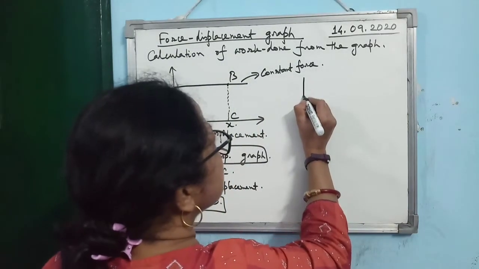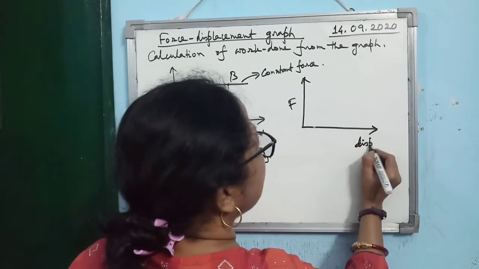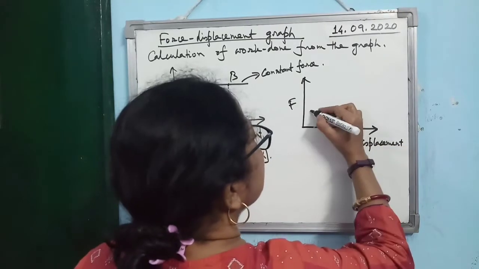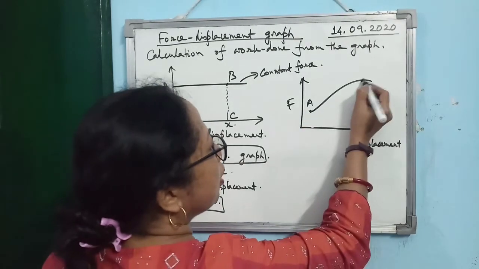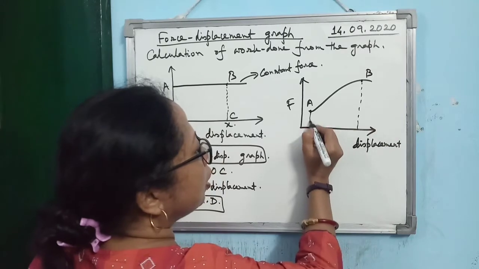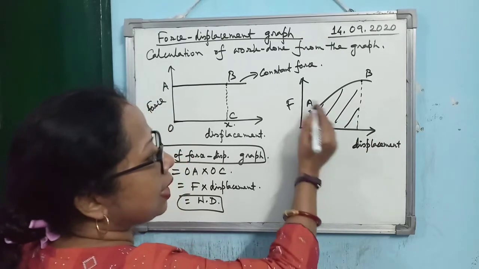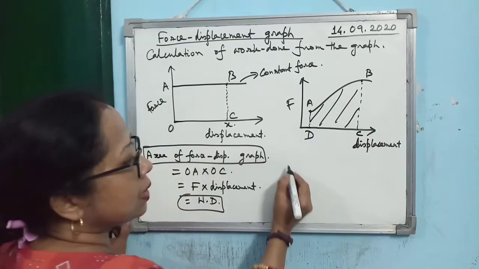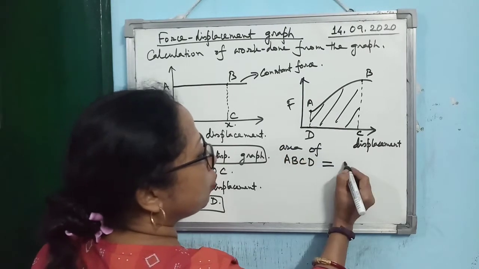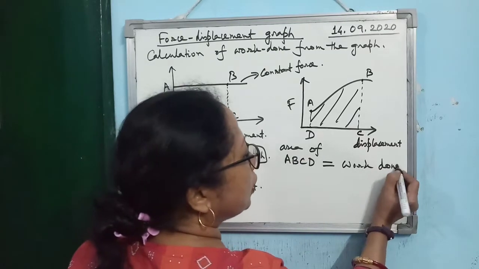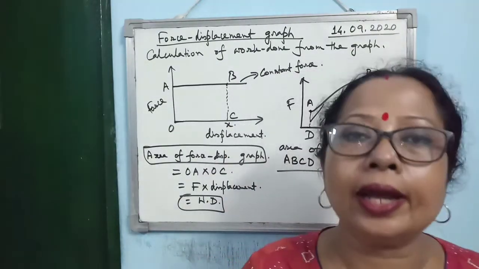If the force is not constant, if the force is variable, suppose you have plotted a variable force, the graph may be like this. In that case, how can you find the work done? Choose 2 points on the graph, draw perpendiculars on the displacement axis, then this is the area under the graph. So if you consider ABCD, it will give you the area of ABCD, which is the measure of the work done. So graphically, by plotting the force versus displacement graph, one can calculate the work done.